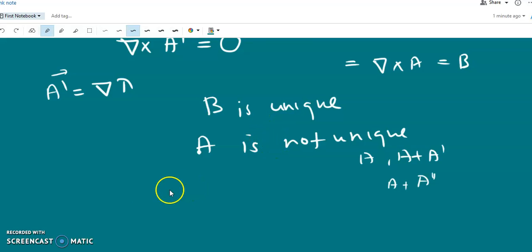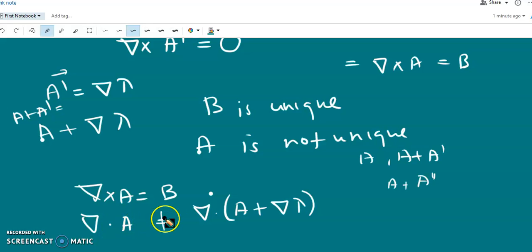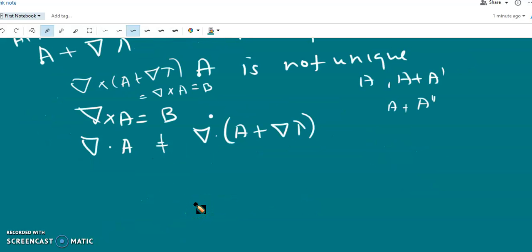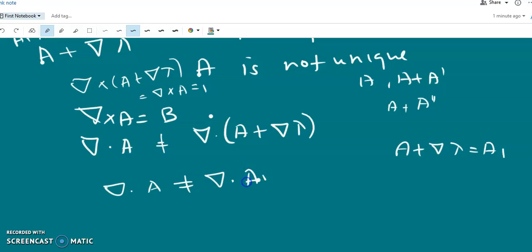So we have a freedom to choose the divergence of A. Curl of A is fixed, curl of A is B. So divergence of A is not fixed. Divergence will not be del dot A, it will be del dot A plus gradient of lambda. But curl of A plus gradient of lambda is the curl of A itself, which is B, because curl of gradient is 0. So the divergence is different for A. Del dot A is not equal to del dot A plus gradient of lambda. This A plus gradient of lambda is another set of A, we can call it A1. So del dot A is not equal to del dot A1. The value of del dot A1 is del dot A plus del square lambda. So for infinite number of values of lambda, we have infinite number of divergences of the vector potential possible.